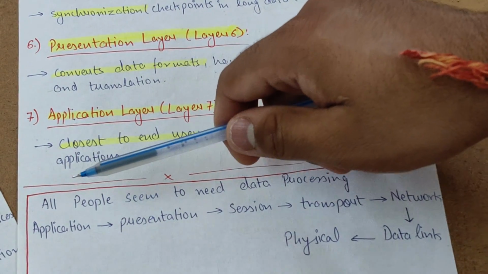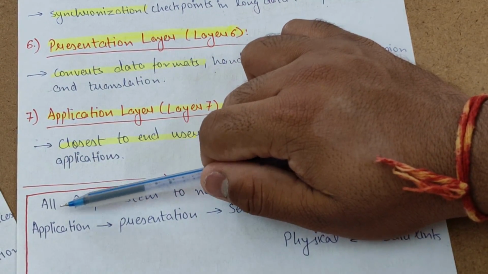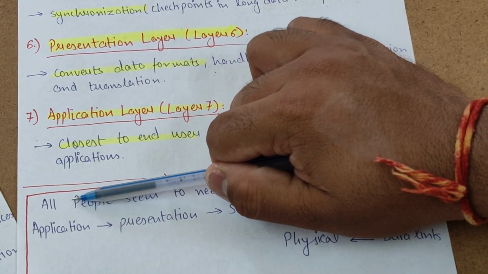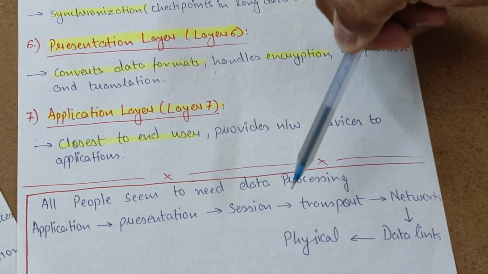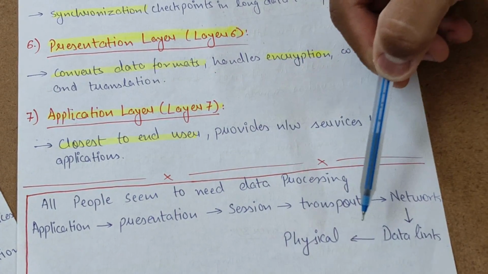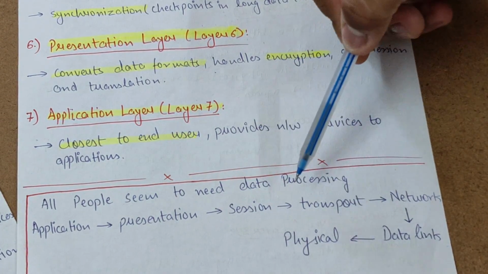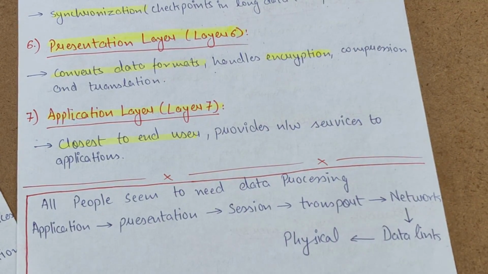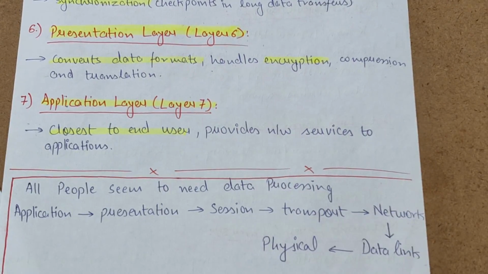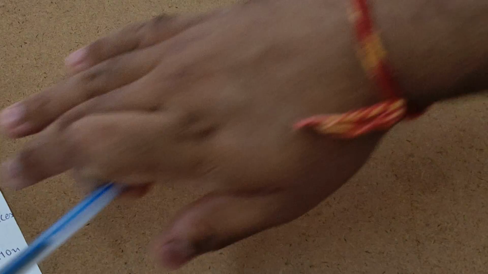What is all in the sentence? All means application. People means presentation. Seem means session. To means transport. Need means network. Data means data link. And processing means physical. So this is a simple method to remember the OSI model. And I'll show you guys a diagram for the OSI model as well.